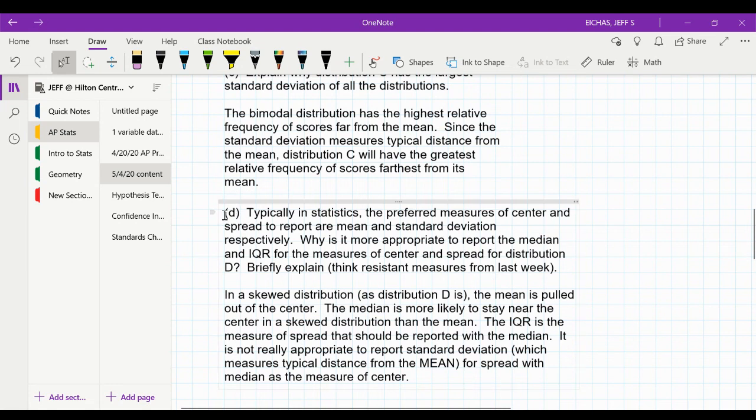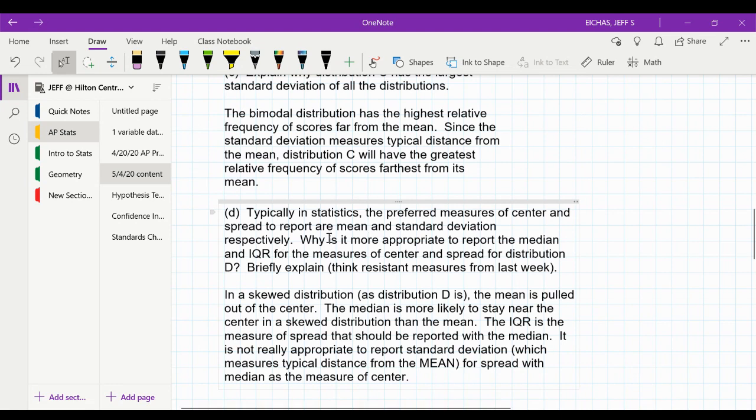But in D, we go for a different question. Typically in stats, we prefer measures of center and spread to be mean and standard deviation. It's just in our course, that's what the majority of people would use in statistics. There are statisticians out there that do know some methods with median and IQR. We just don't use it in this course unless we have to.